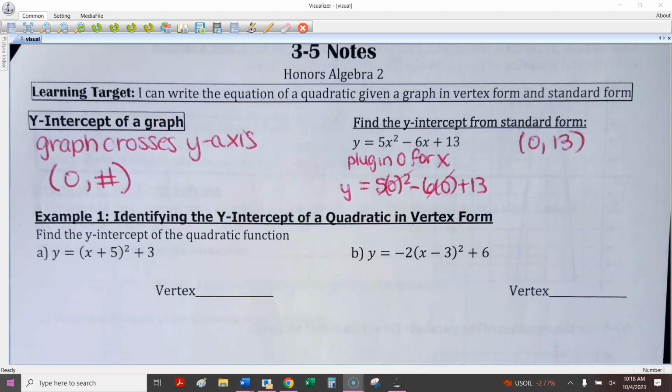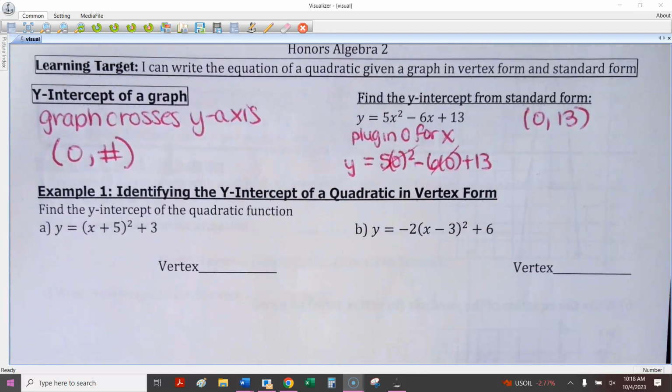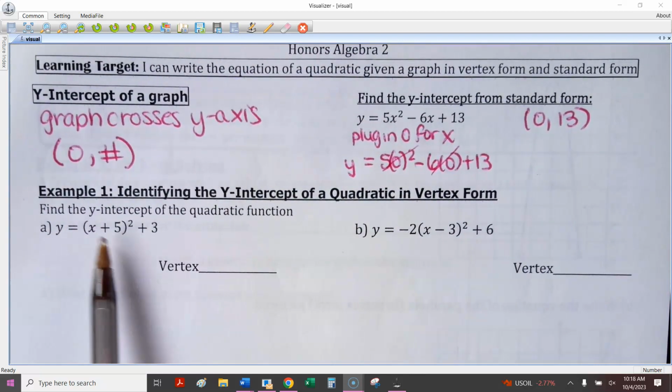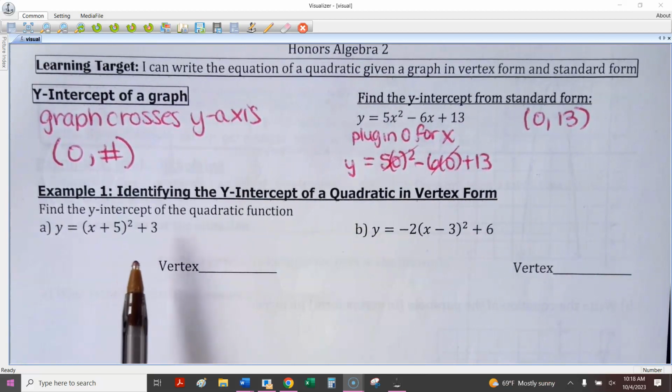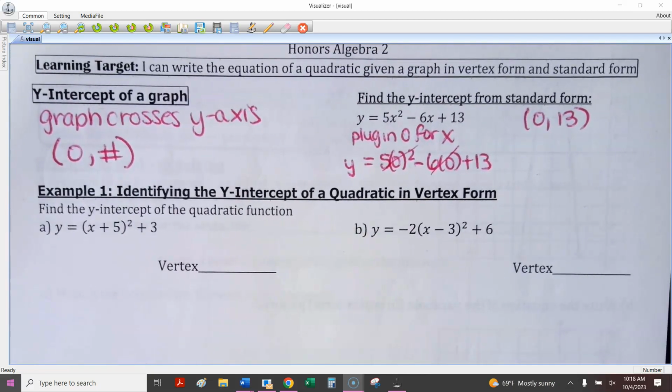Now, that is not the case if you are in vertex form, which is in the example underneath this, which is why I wanted to go through that. In standard form, you cannot just look at the equation and tell me the vertex. You've got to do that little negative b over 2a. We're not going to review that today. We'll do that a little bit more tomorrow. But if you have vertex form, you can see the vertex in the equation, but you cannot just look at that and see the y-intercept from the equation.